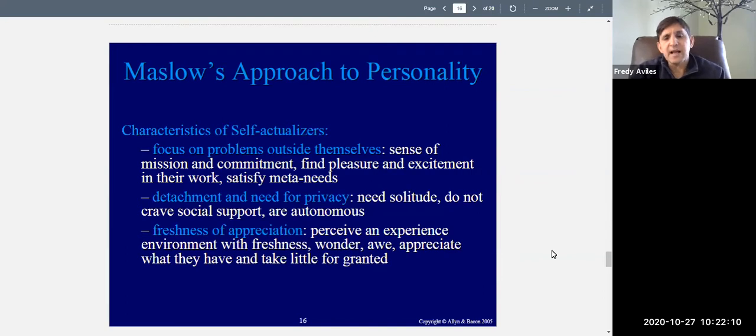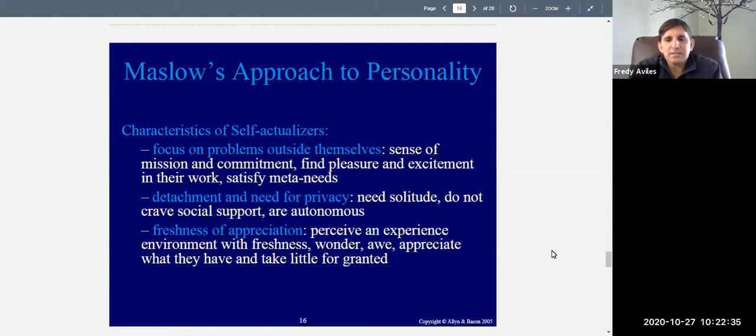They have a need for detachment and a need for privacy as well. They need solitude. They need time alone to think. They don't necessarily crave social support. They do have relationships with others, but they don't crave social support. They don't necessarily crave attention from other people and validation from other people. They are secure in themselves. And they're autonomous. They're self-driven.